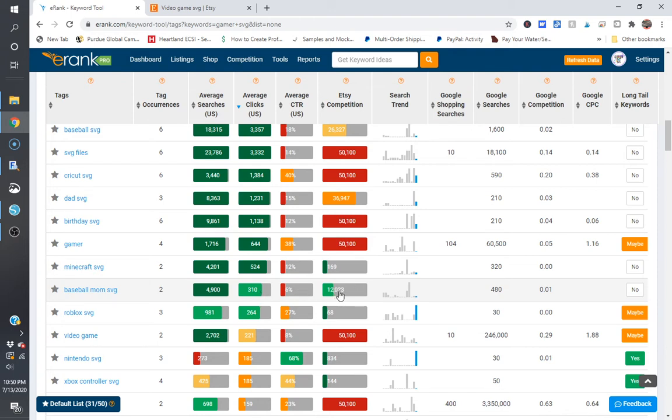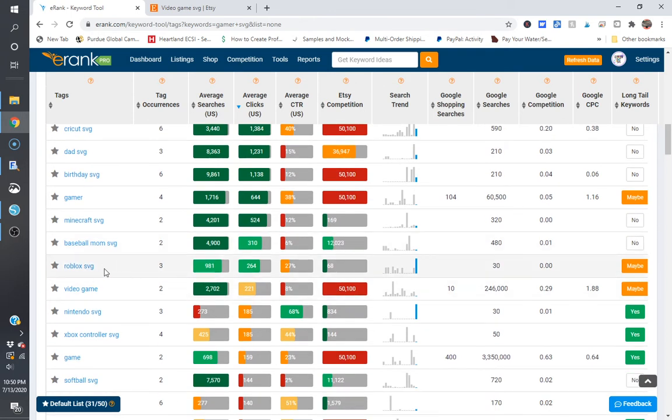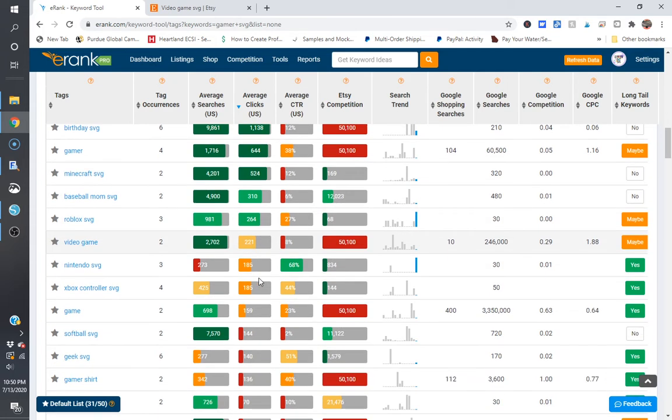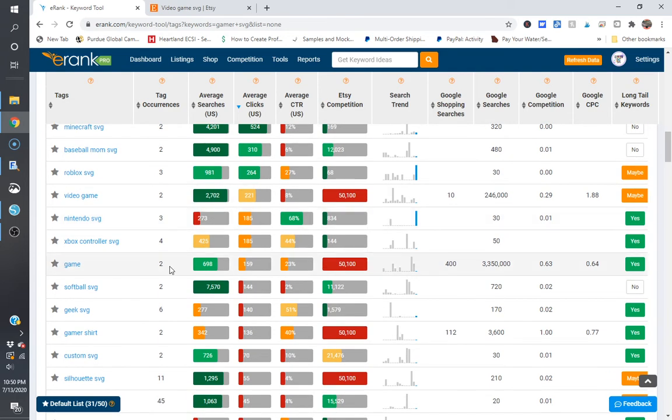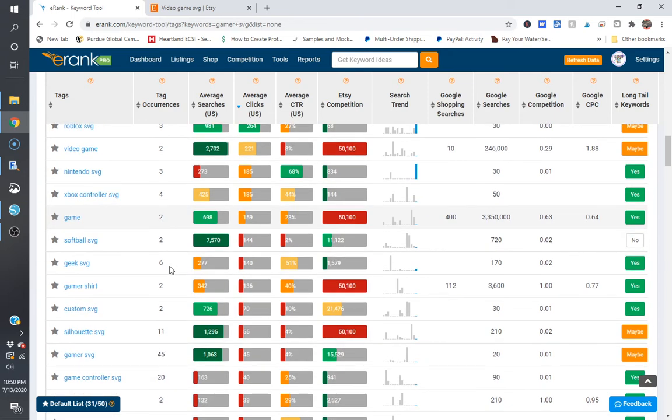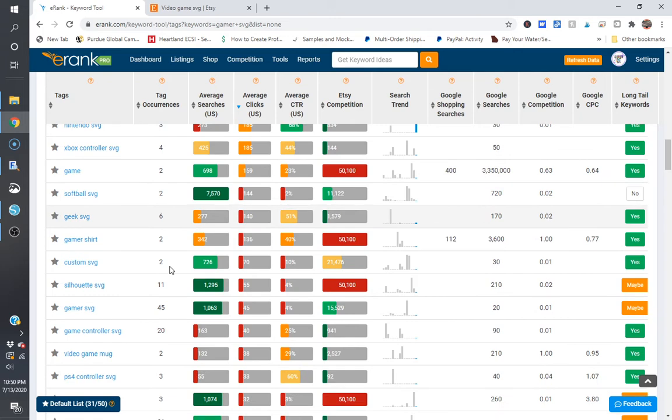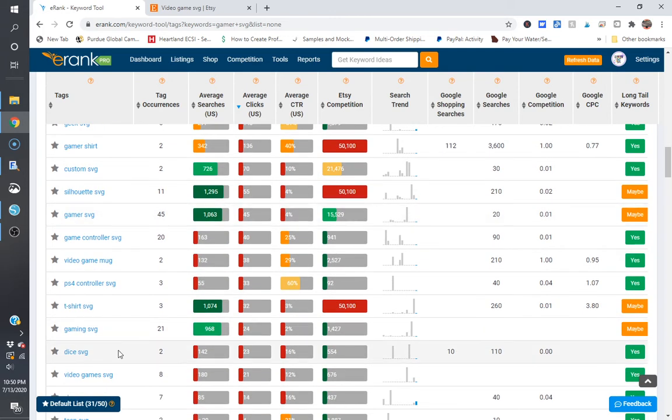Oh, the competition is pretty high. Roblox again, that is a trademark copyright concern. Same thing with Nintendo. You can see these searches are low because you're not going to get many hits. And yeah, you can keep scrolling down to see if there are other tags that might fit.